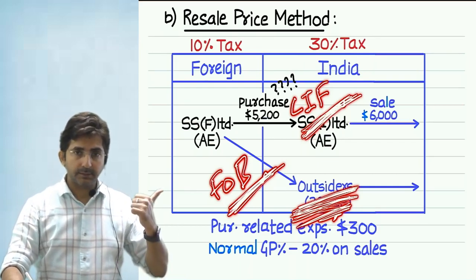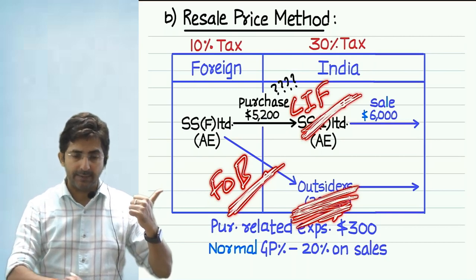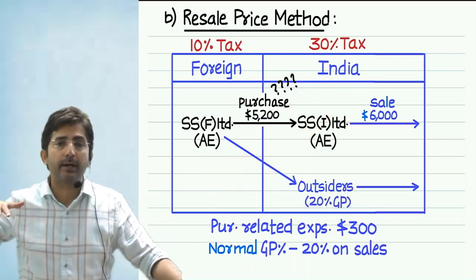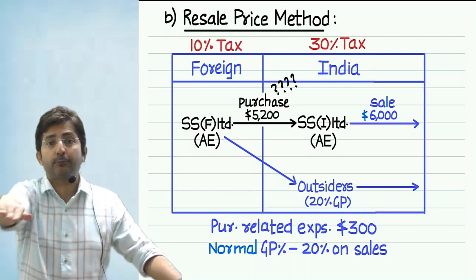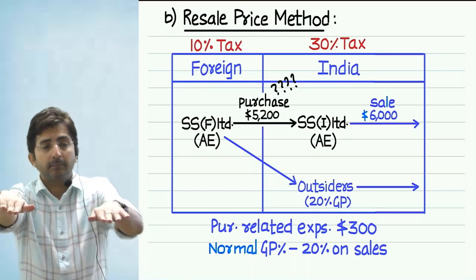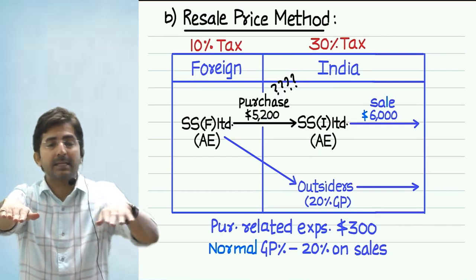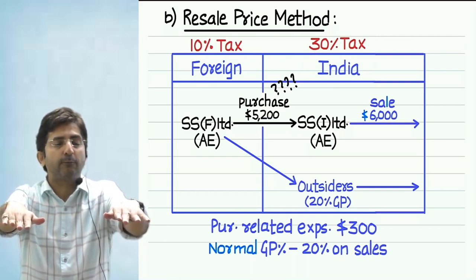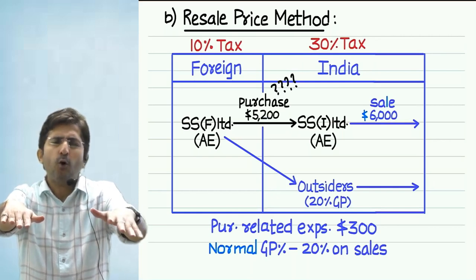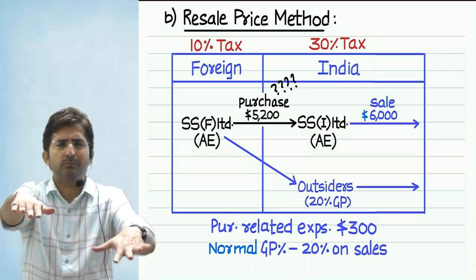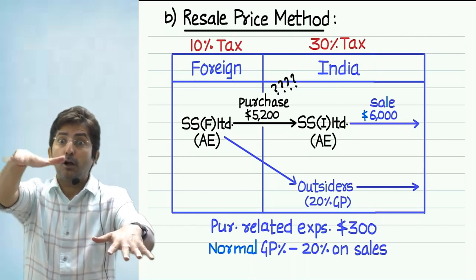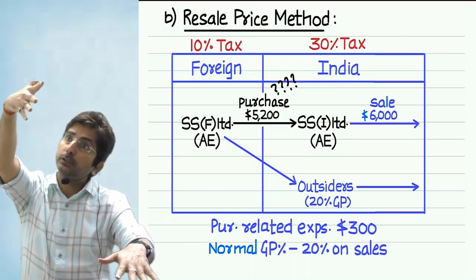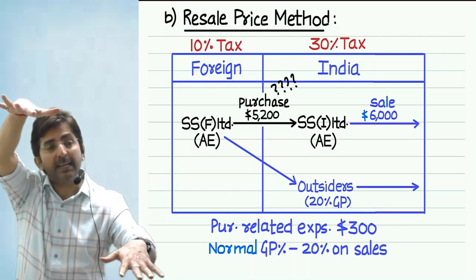Did you see this? Now I will show the same thing with my hand. This is Samsung India and Samsung Korea. I said it is CIF. Okay. And the outsider's transaction is at FOB. So what is the nature of FOB? FOB is lower in value. CIF is higher in value. So can you see the mismatch? This is at CIF and this is at FOB.